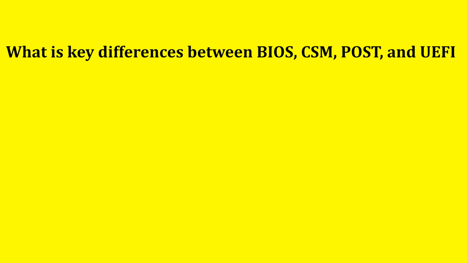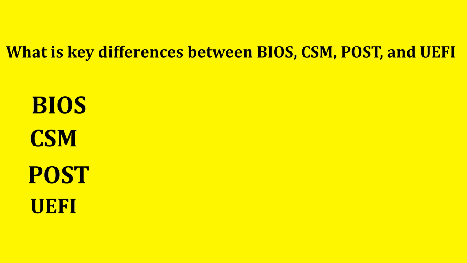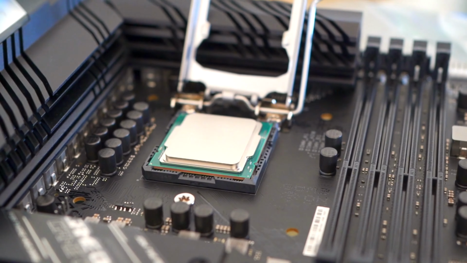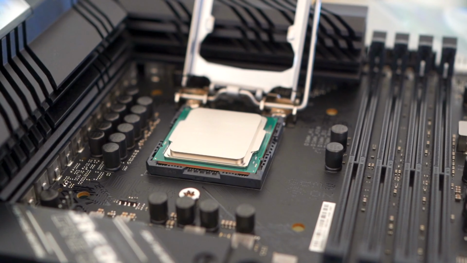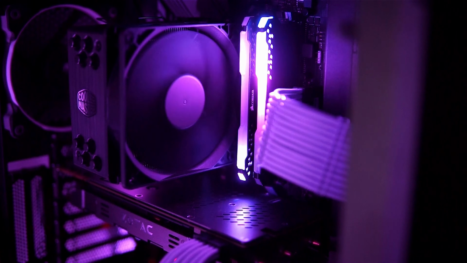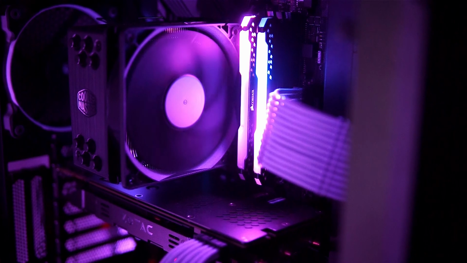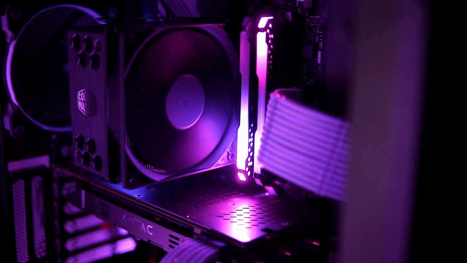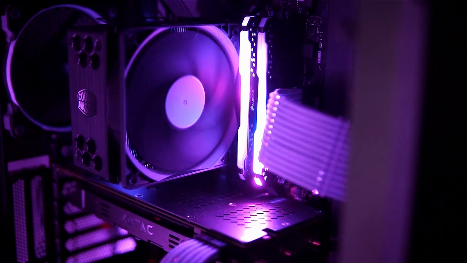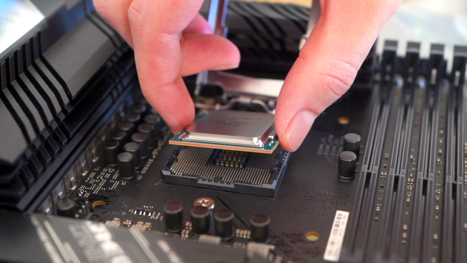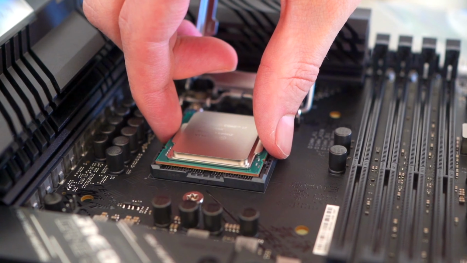The key difference between BIOS, CSM, POST, and UEFI is that BIOS is an older firmware interface, while UEFI is a newer, more advanced version. What is BIOS? Every computer with a motherboard includes a special chip referred to as the BIOS or ROM BIOS, read-only memory basic input-output system. The BIOS includes instructions on how to load basic computer hardware.